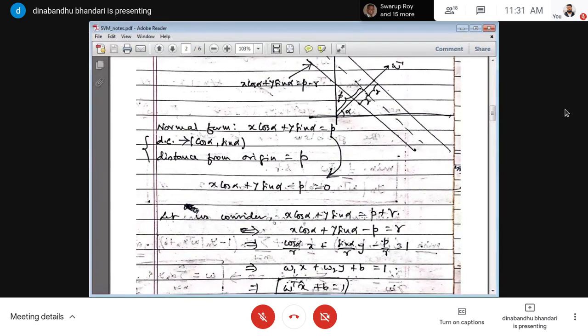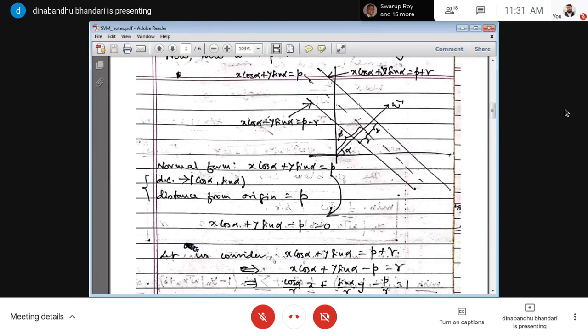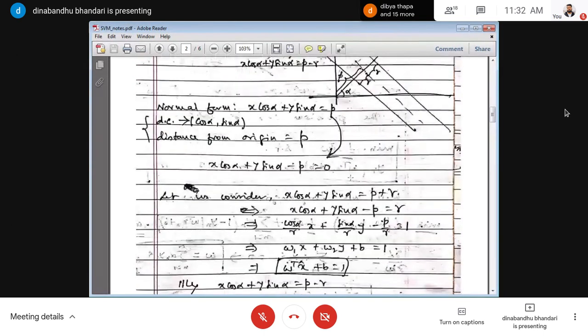Now, take this P in the left hand side. Our objective is to write this one as W transpose X plus B equal to plus 1. This one is W transpose X plus B equal to minus 1, right? Let's see how we can write it. To take this P in the left hand side, I can write it. Now divide both sides by R.